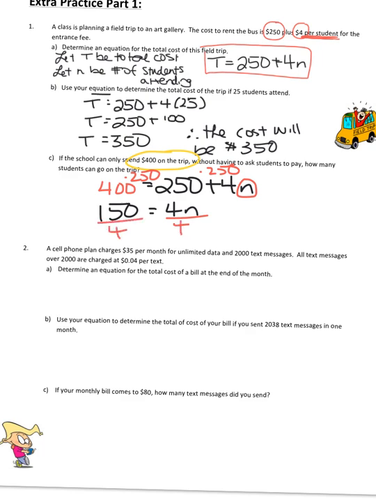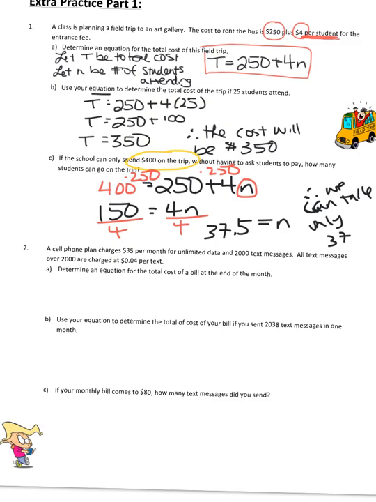So 150 divided by 4, and we get 37.5. Now, can we take 0.5 of a student? The answer is no. We cannot take 0.5 of a student. Can we take 38 students? No, because then that will make our cost be more than 400. So therefore, we can take only 37 students. Okay, so that's how we do that question.